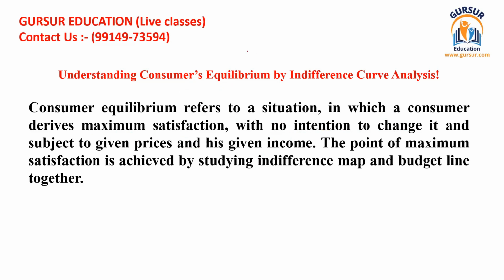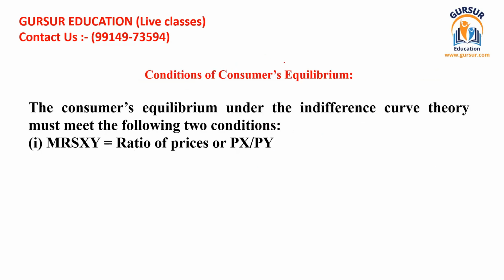And there are 2 or 3 conditions which are necessary for making any consumer reach the equilibrium level on the basis of indifference curve analysis. I'm going to explain these as well. Okay, what conditions are these? The marginal rate of substitution of X for Y should be equal to the ratio of prices of X and Y. Okay, so this is the first condition. This is the marginal rate of substitution of X for Y. I have already explained this in detail.